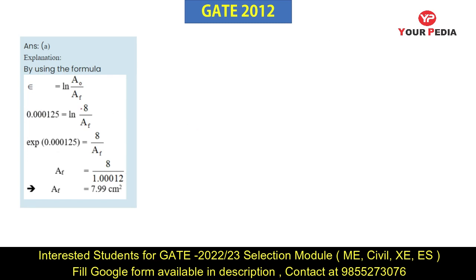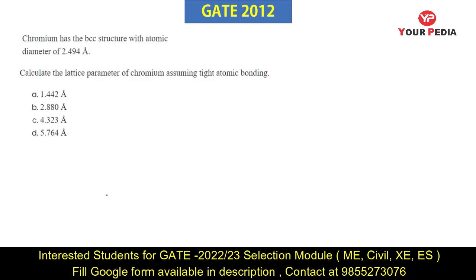For true strain, the true strain is the log of original area divided by final area. Strain we can also calculate as change in length divided by original length, which equals P by AE. The load, area, and E for steel are given to us. From there we can calculate the strain, and if I put the strain here with the original area, we can calculate the final area as 7.99 centimeter square.